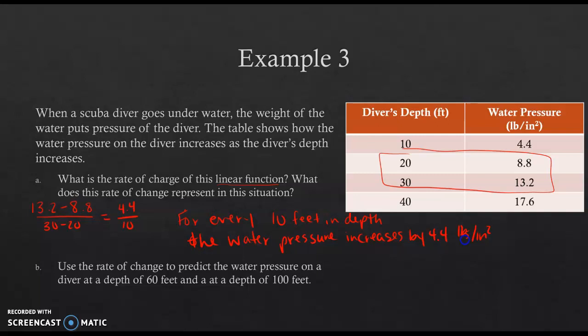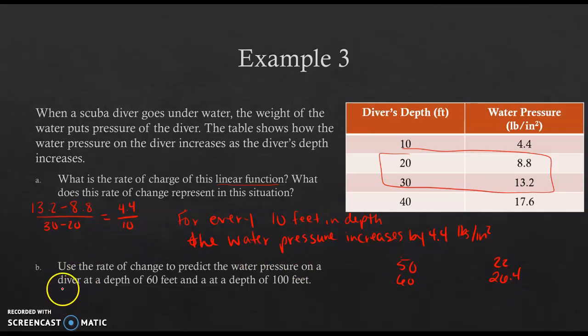So that's part A. Part B, use the rate of change to predict the water pressure on a diver at the depth of 60 feet and a depth of 100 feet. So right now we're at 40. So if I continue this table, I'll continue it down here. 50, and then we would have 17.6 plus 4.4, so we'd end up with 22. And then 60 is 26.4.